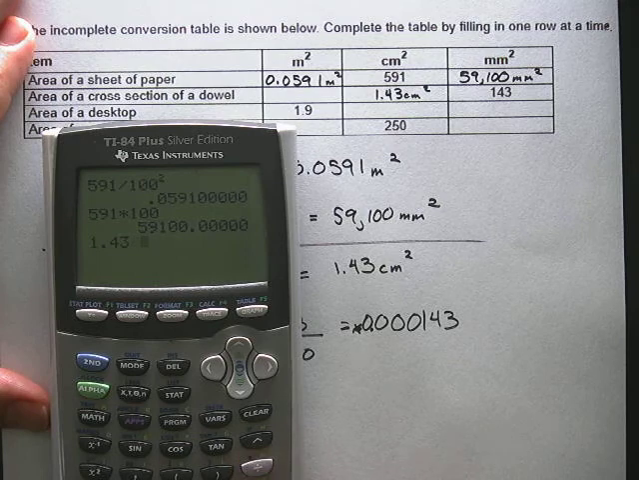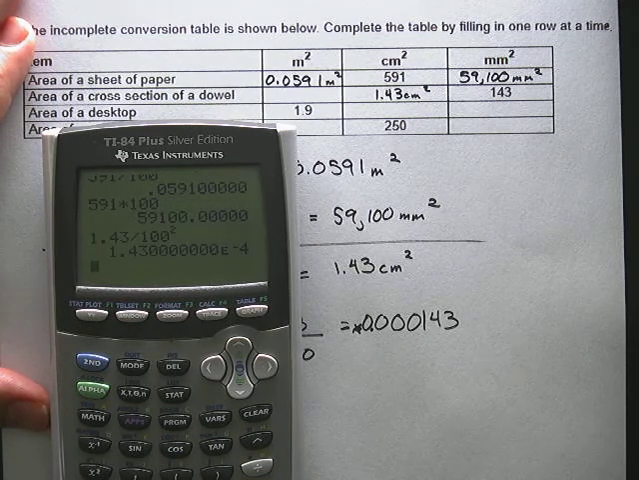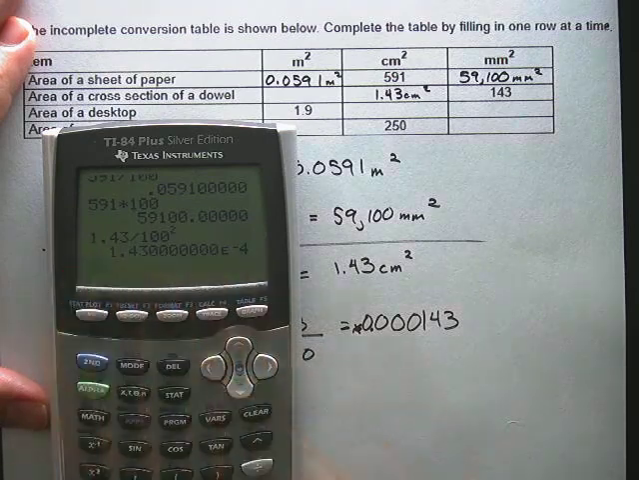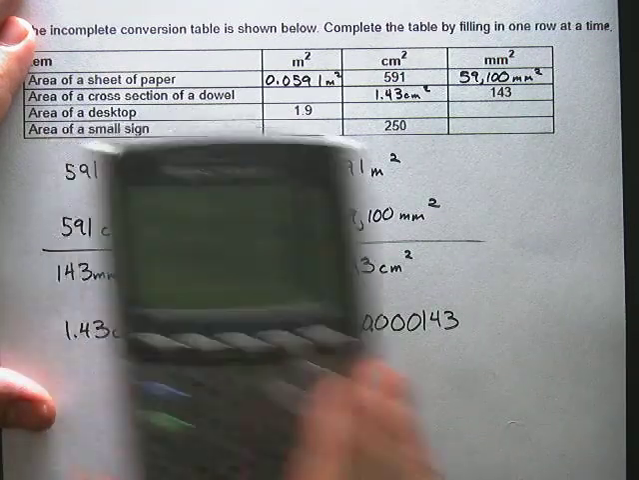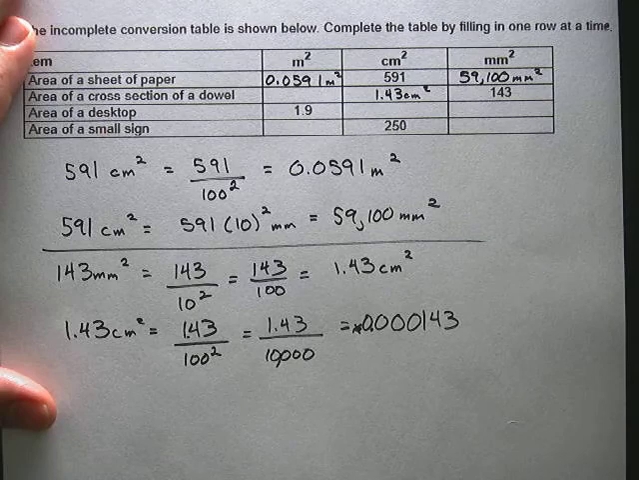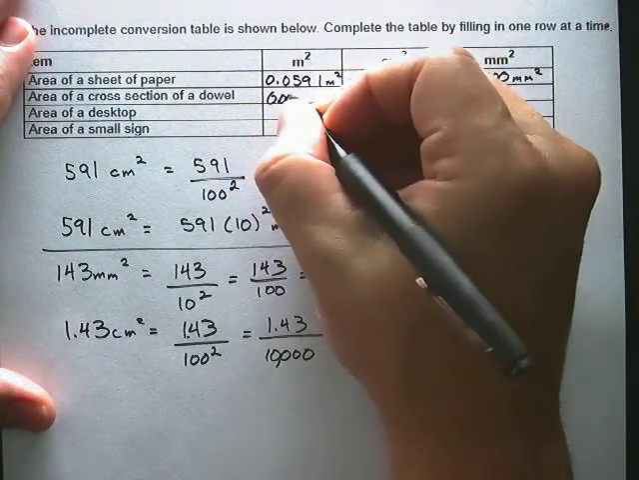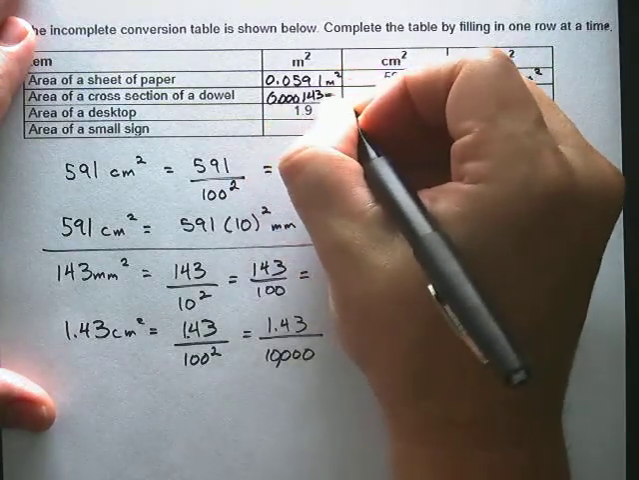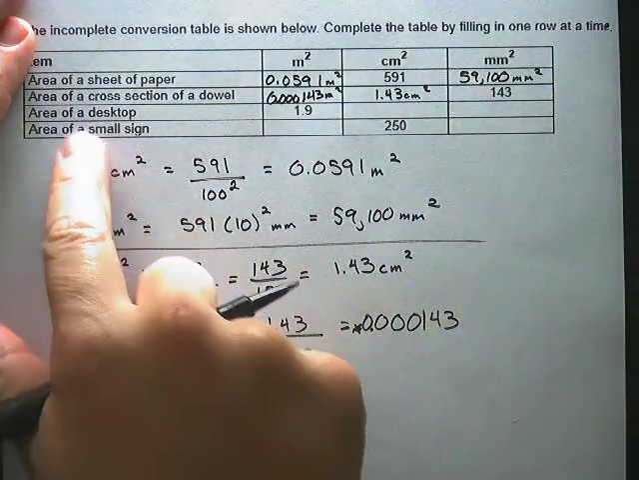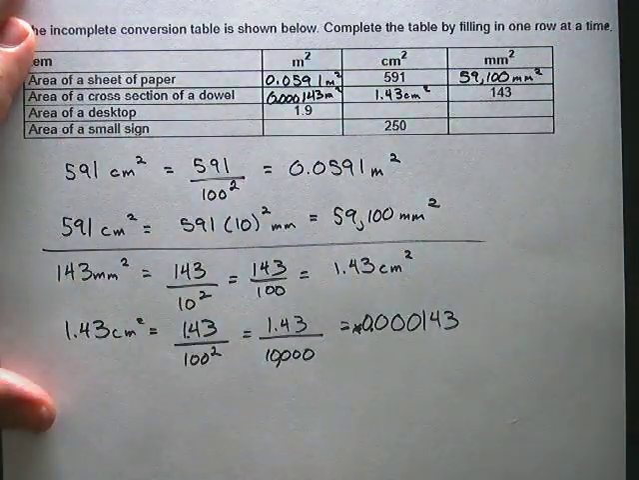Okay, and you can confirm that in the calculator. 1.43 divided by 100 squared. And it's going to give you basically the same thing. It's saying move the decimal 4 times. Okay, well that's what we did. Okay, so 0.000143 meters squared.